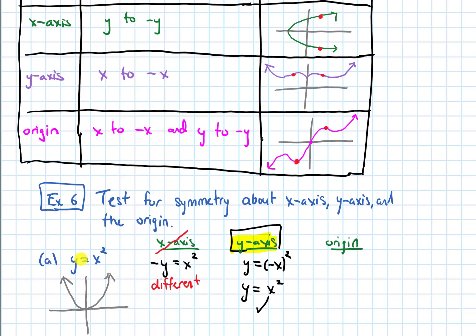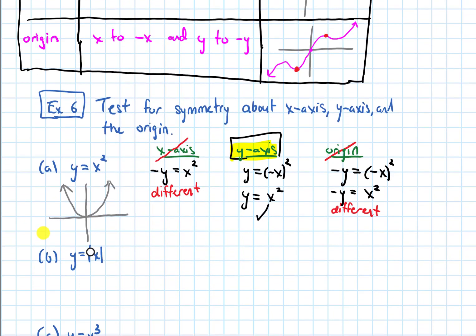So for this one, I change the y to a negative y, and I change the x to a negative x. Simplifying this, I get negative y equals x squared for the same reason, because when I square that negative, it goes away, it becomes a positive. But this is now different than the equation that I started with. It is different, so my graph is not symmetric about the origin. And that makes sense based on my picture. This doesn't look like it's symmetric about the origin.